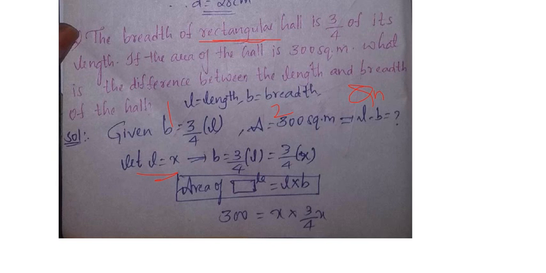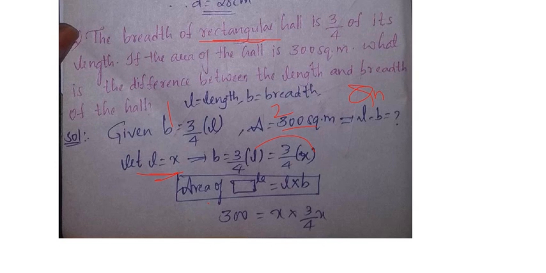So B equals 3 by 4 of L. Can I write that also as 3 by 4 of X? So now we have assumed our length value as X, then we got the breadth value as 3 by 4th of X. Okay, next if we find the area of the rectangle, what is the formula? Length into breadth. The area of the rectangle they already gave us is 300. Substitute that area of the rectangle here.